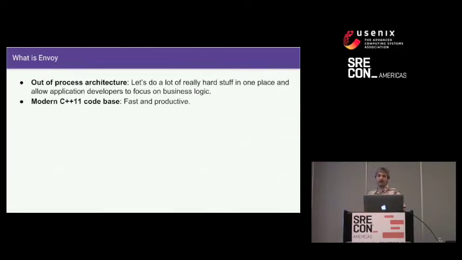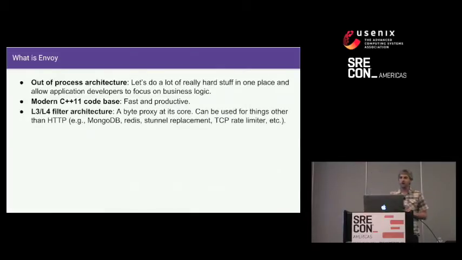It's written in C++11. I won't talk any more about this. That was done mostly for performance. At its core, Envoy is a filtered byte proxy. And by that, I mean bytes come in one side, they might get transformed, and then bytes get spit out the other side. And that's a really useful framework in the sense that it can be used for all kinds of different things, right? We can use it for Mongo, we can use it for Redis, we can use it for something like an stunnel replacement. We can use it for TCP rate limiting. And of course, we can do all of the H1 and H2 processing that we all know and love.